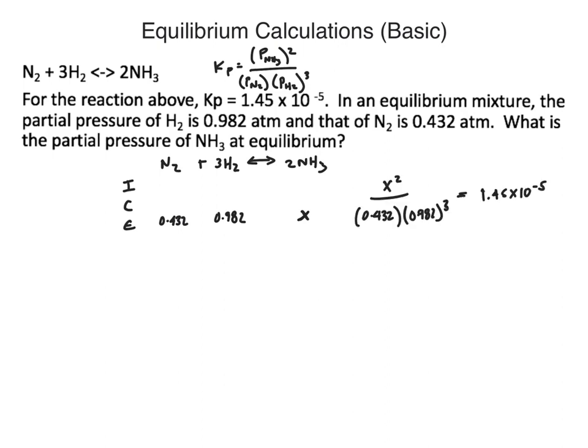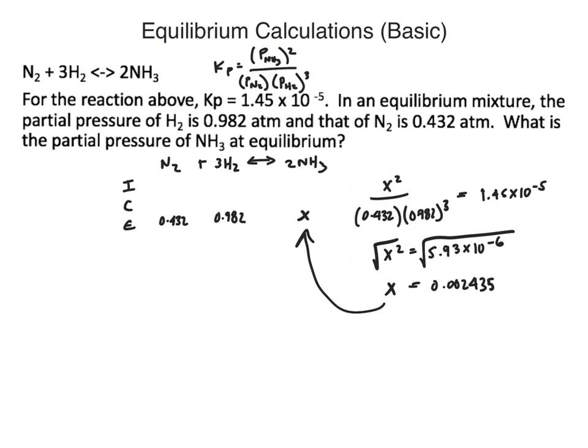Now that we've plugged all of these in, we're going to get x squared all by itself. Cross multiply up, and that's going to give us x squared. Now we're going to take the square root of both sides, and our x value is going to equal 0.002435, and that's going to correspond to the concentration of our NH3 at equilibrium. So these are the steps you would take to solve a basic problem like this.